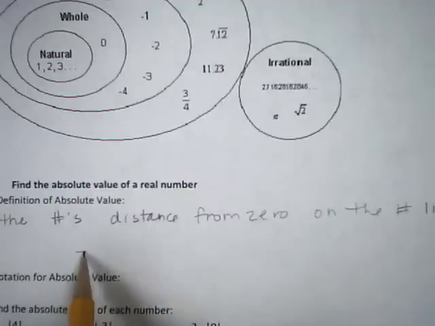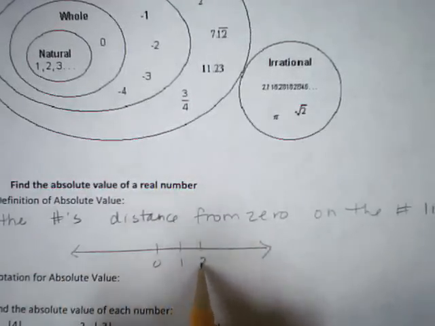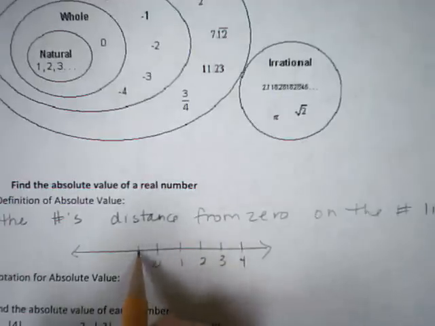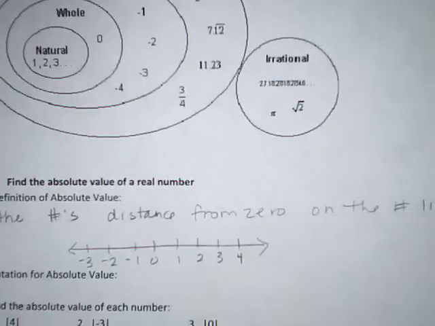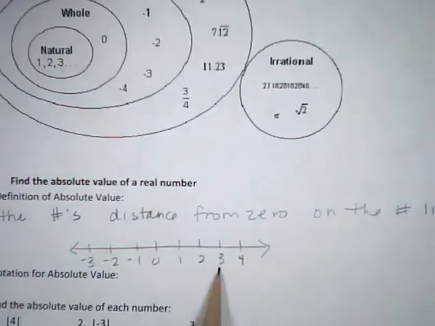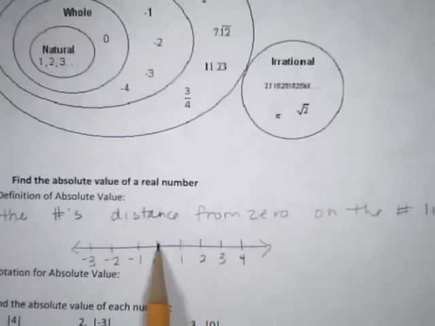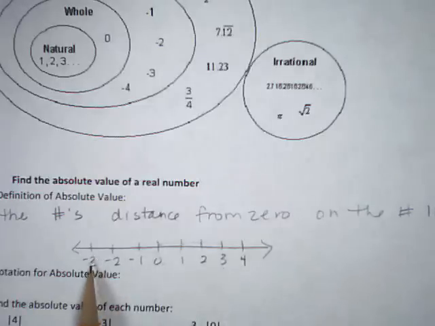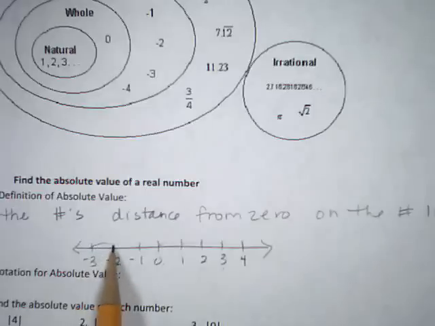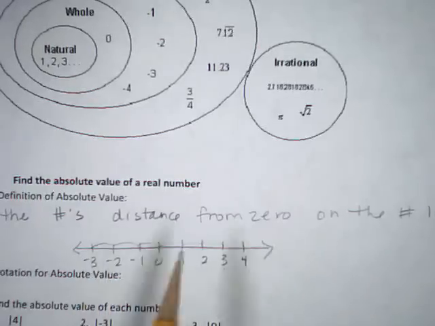Okay, if I draw a number line, here is 0, 1, 2, 3, 4. To the left, let's say -1, -2, -3. Well, how far is 3 from 0? If we count 1, 2, 3, that means the absolute value of 3 is just 3. Well, how far is -3 from 0? If I count from -3, 1, 2, 3. The absolute value of -3 is also 3.